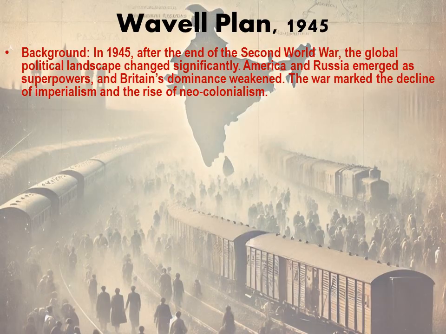So Britain was not powerful enough to control colonies like India anymore. Hence, this marked the decline of imperialism and the rise of neo-colonialism. Imperialism means the motivation to expand one's boundaries, and neo-colonialism means trying to control the world with the help of economic policies. So by this time imperialism declined and the world saw a new form of dominance through neo-colonialism, which was mainly practiced by America and Russia.